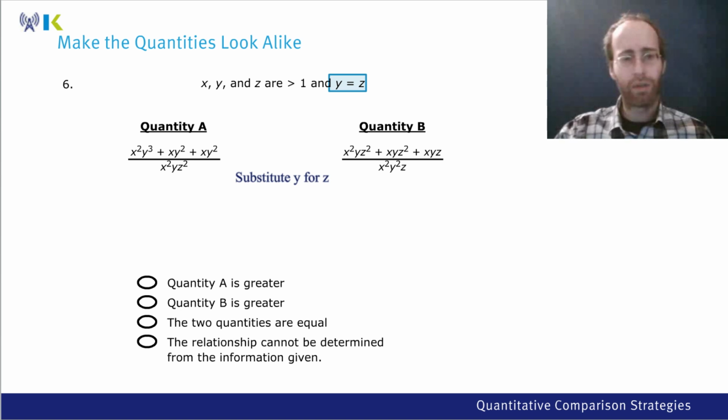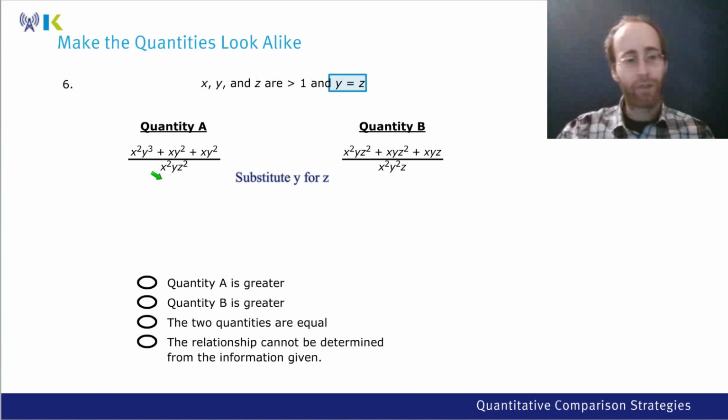And I'm going to do a little bit of action with my pointer tool so you guys can see what happens to each one. In quantity A, not much changes, right? Because there's no z's here, and there's no z's in here. There's no z's in here. There's just two z's there.